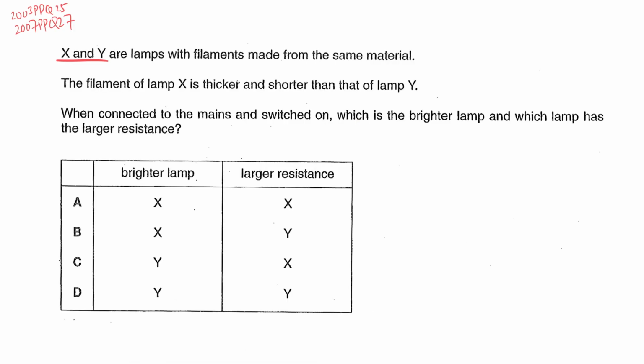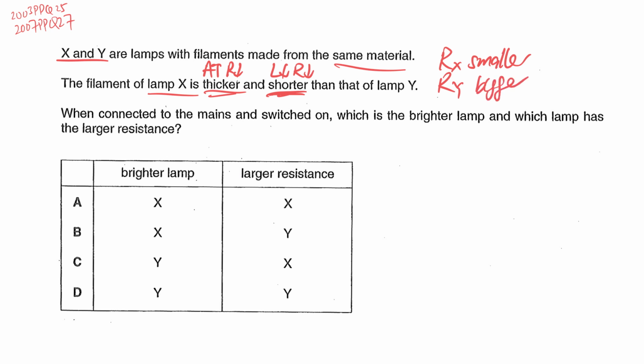In this question, you have bulb X and Y, filament bulbs, and they are of the same material, usually tungsten wire. The filament of lamp X is thicker, so the cross-sectional area is bigger and the resistance will be low, and it's shorter than your Y, so the length is shorter and the resistance will be smaller. From this, you're able to conclude that the resistance of X is smaller, or rather the resistance of Y is bigger. So we have settled the first part, which one has a larger resistance, so the answer will be Y.